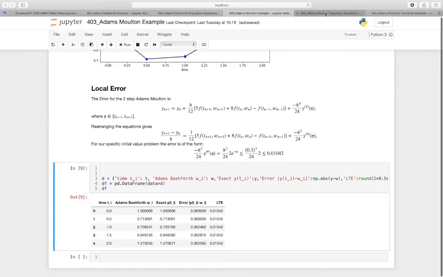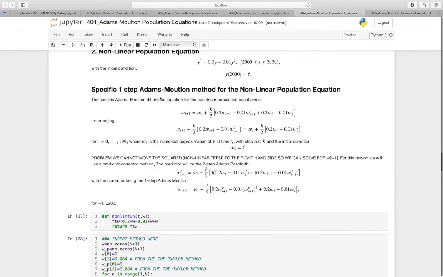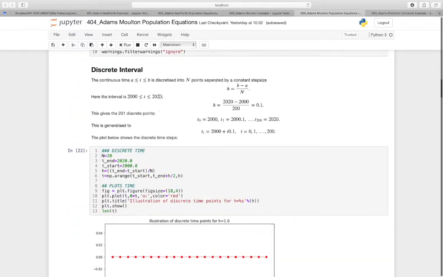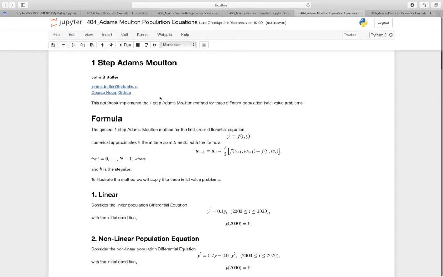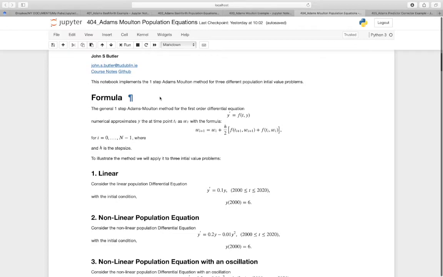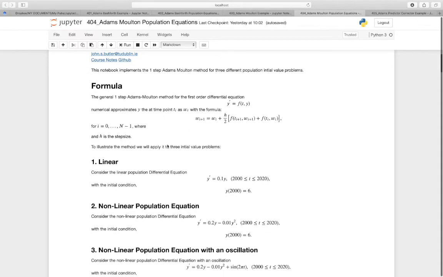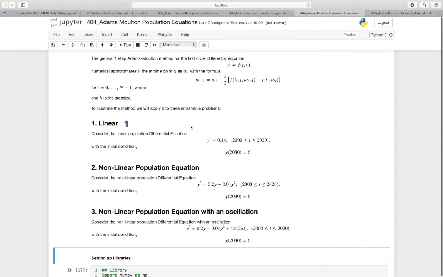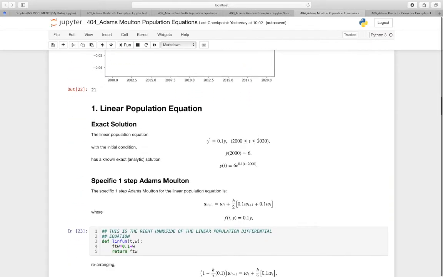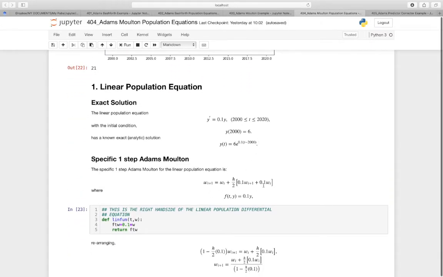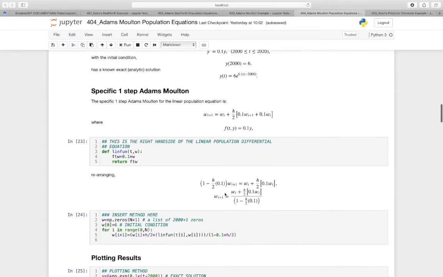But where does this fall down? So, like in the previous one, if we look at the Adams-Moulton, and here I'm just going to use the one-step Adams-Moulton, if we look at the linear case, that's no problem. That can be rearranged easily, such that w_{i+1} is equal to that.